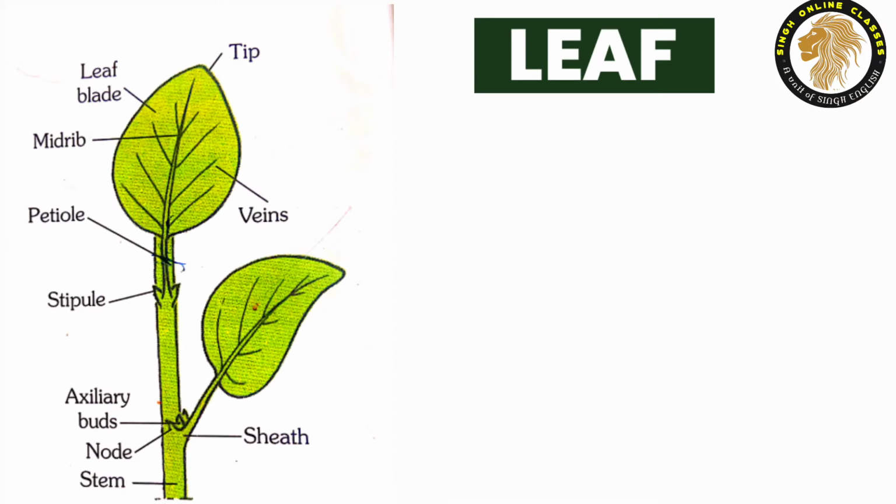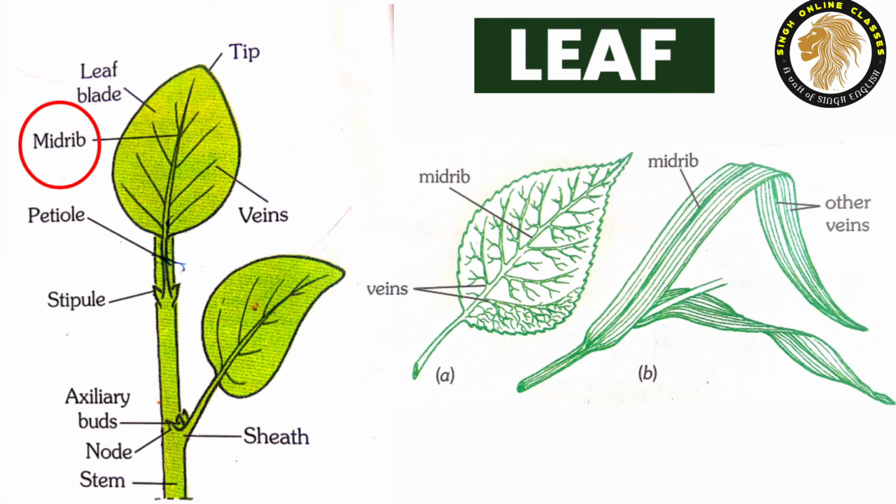So let's understand something more about the leaf. The flat green portion of a leaf is called the leaf blade or lamina. The leaf blade, or lamina, is attached to the stem by a short stalk called the petiole. You can see here in this figure. The petiole continues in the leaf as the midrib. See how the midrib is showing in the center.